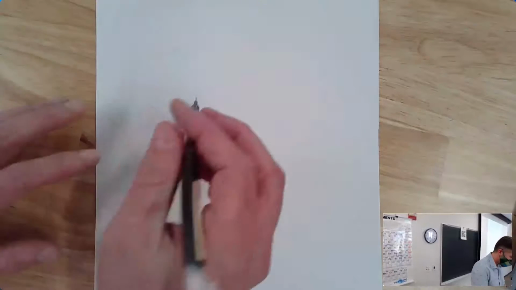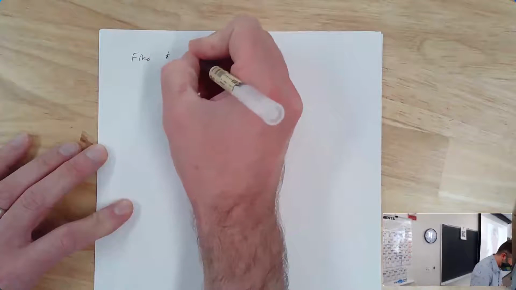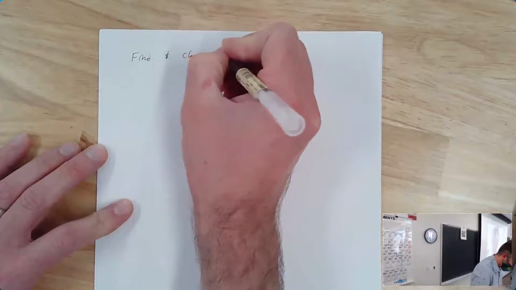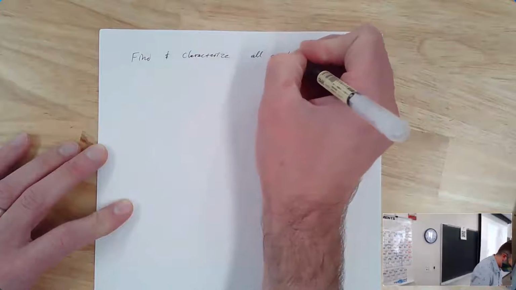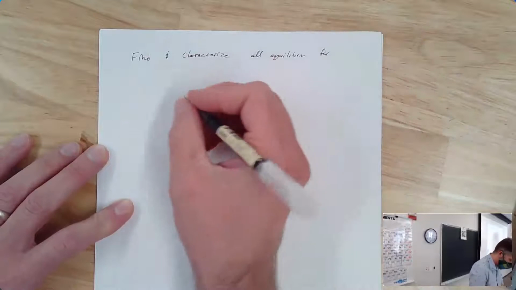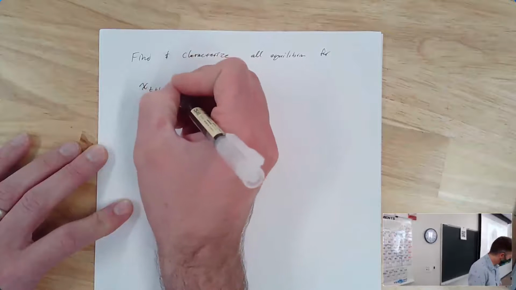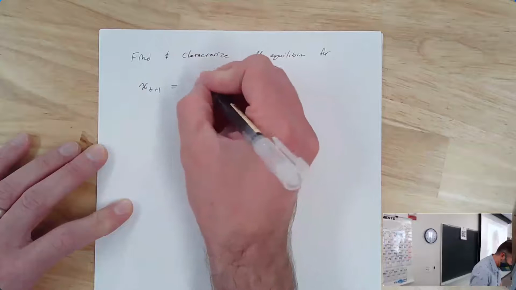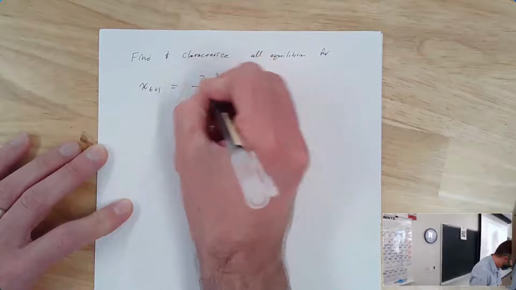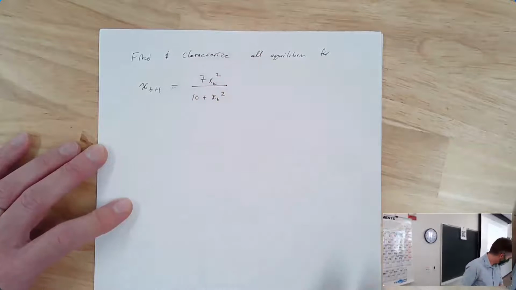We want to write things so you can see them. Find and characterize all the equilibria for the following: x sub t plus 1 equal to 7 x sub t squared over 10 plus x sub t squared.